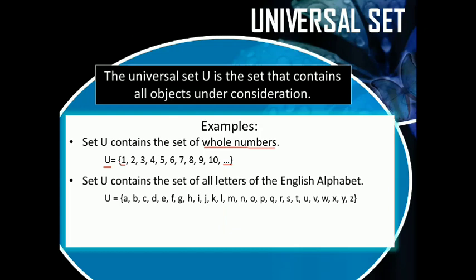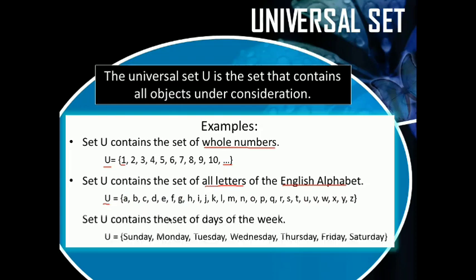Next, we have set U containing the set of all letters of the English alphabet. So we have here set U with the elements A up to Z. There are 26 elements here. It is complete. That is why it is called a universal set U.